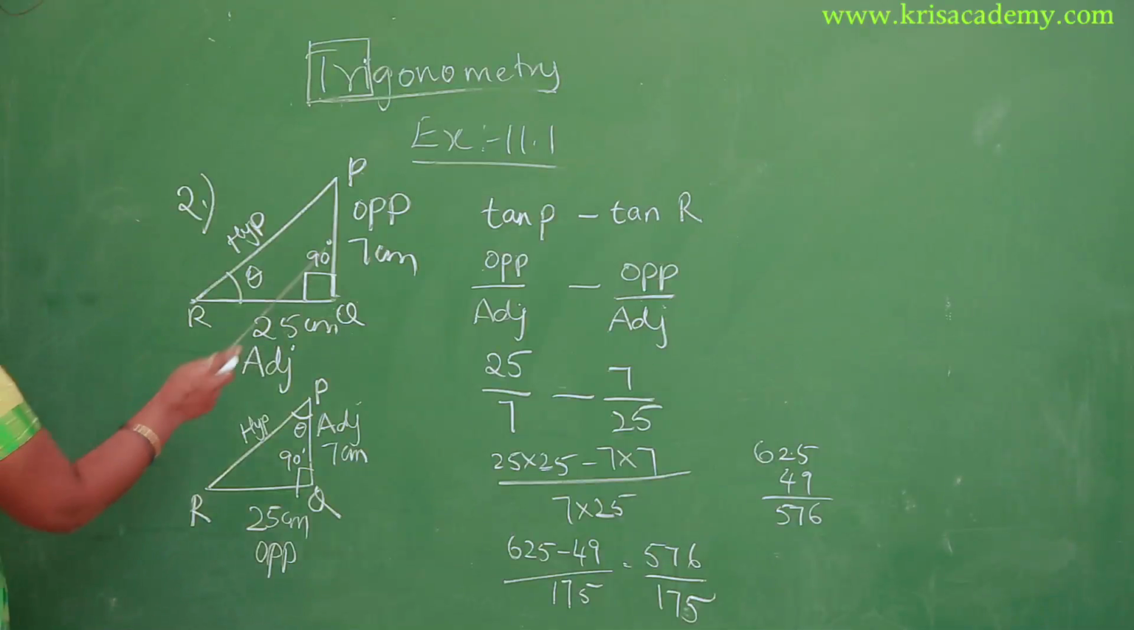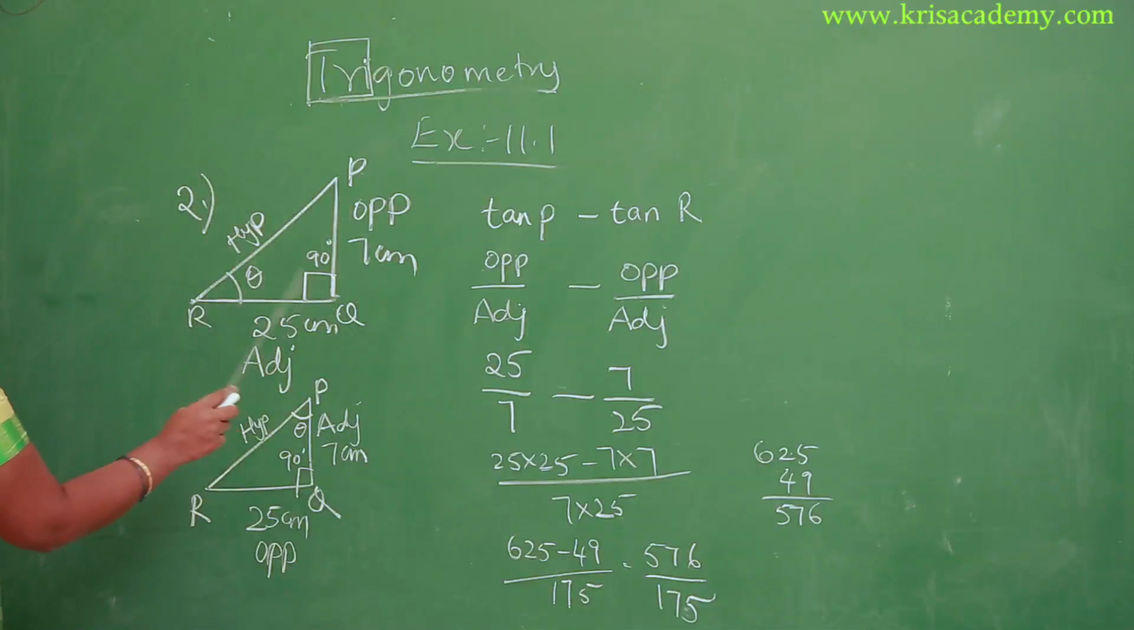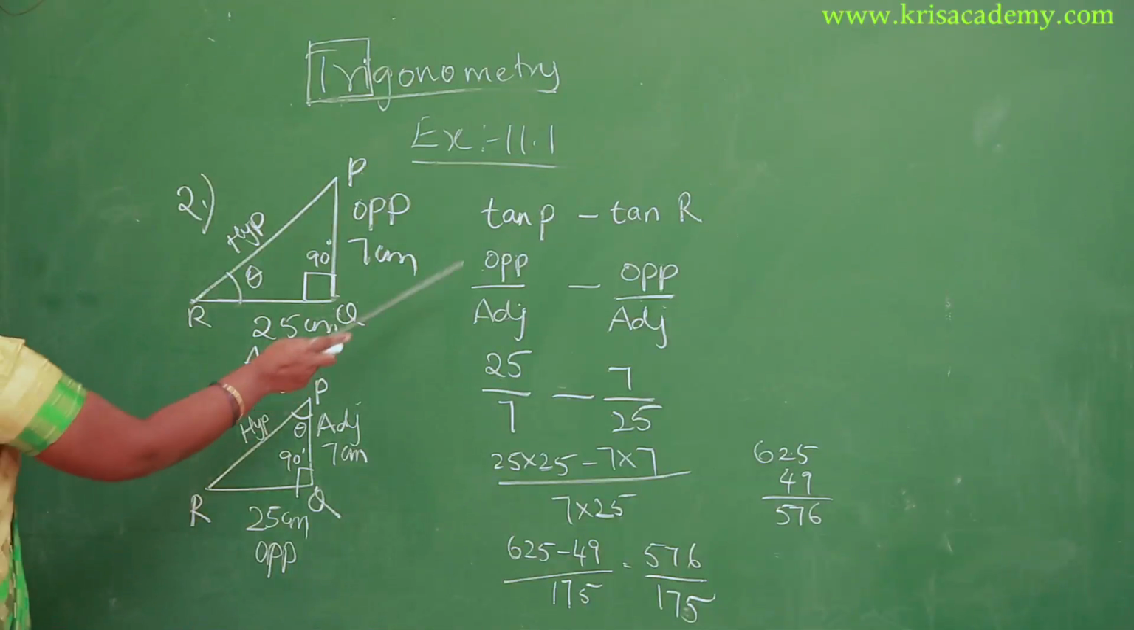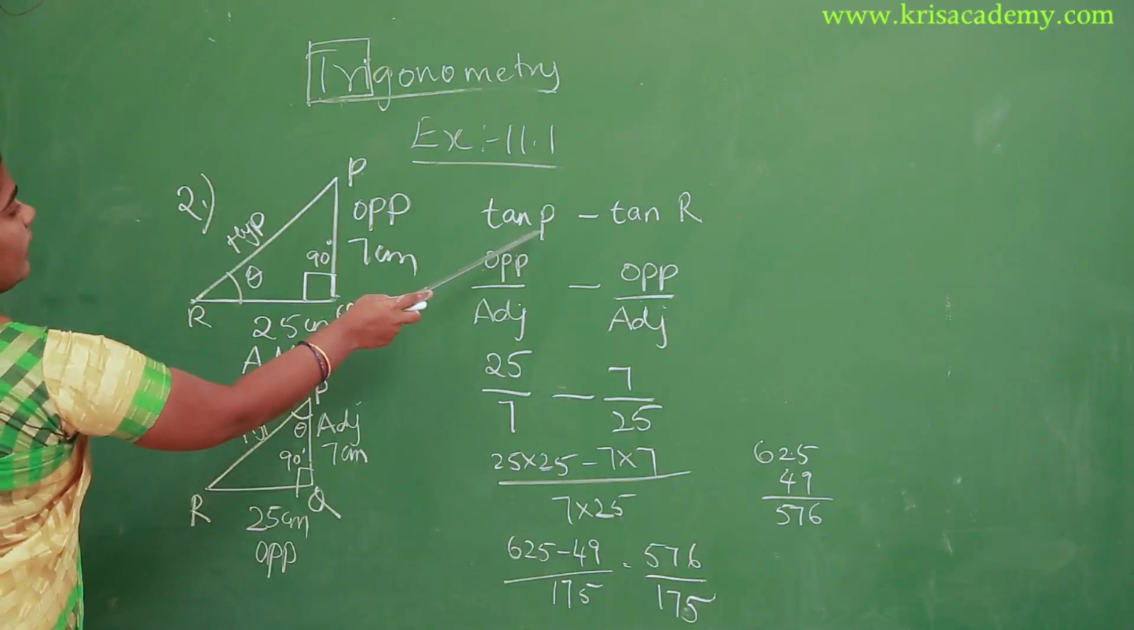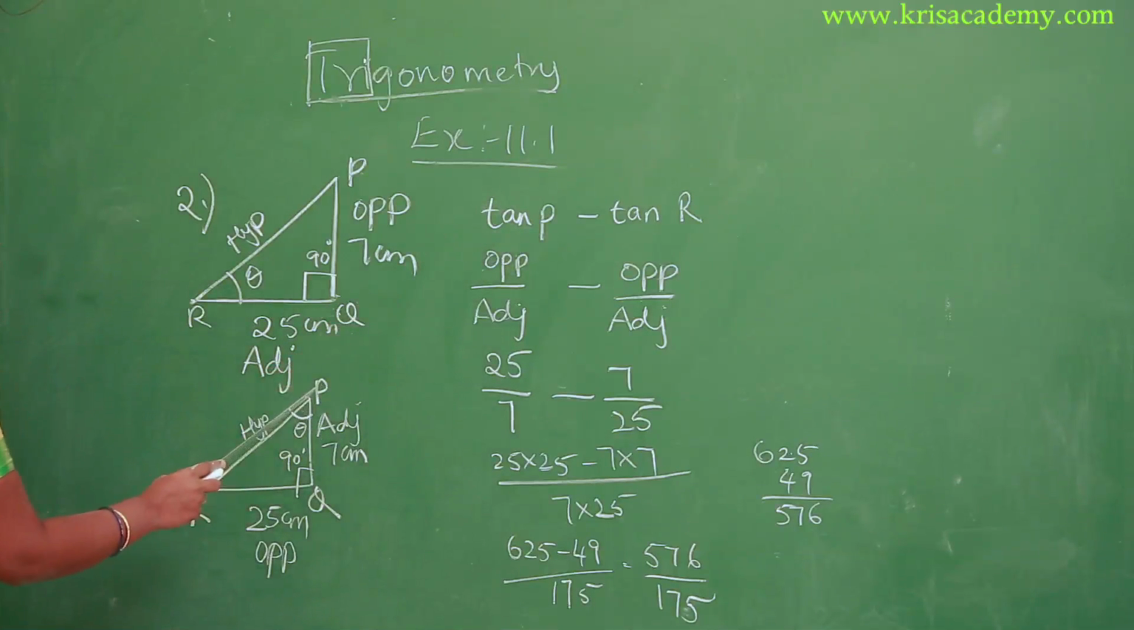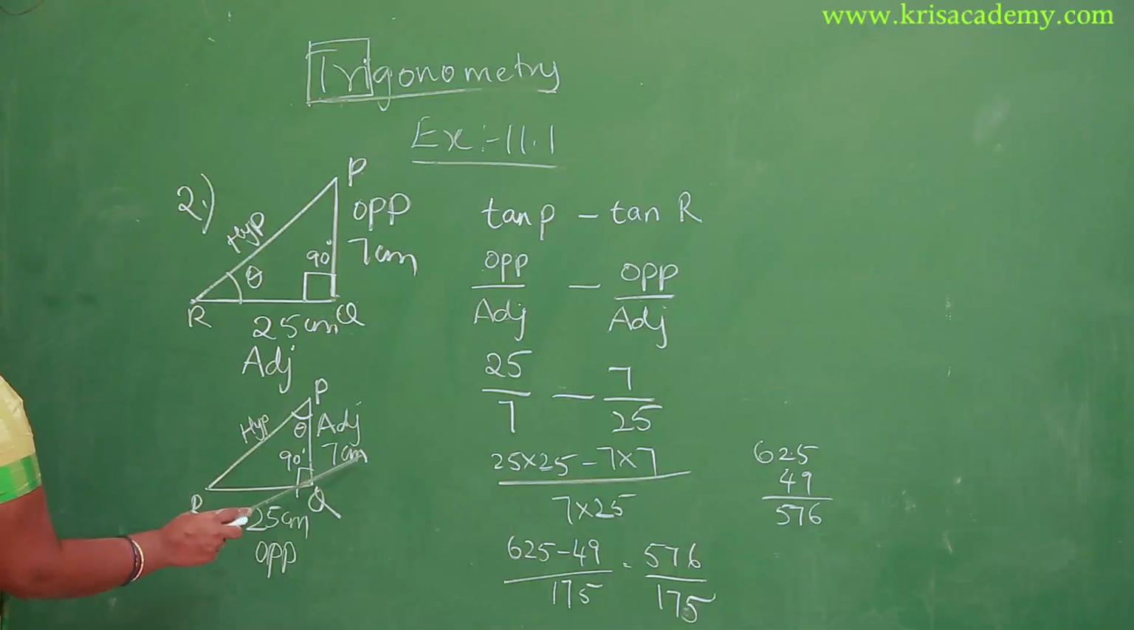So now they have given PQ value as 7, QR value as 25, and they are asking you to calculate tan P minus tan R. If you observe tan at the angle P, we have to draw a triangle PQR. The angle should be at theta, so theta opposite is the opposite side, theta adjacent is the adjacent side. So opposite value is 25 and adjacent value is 7.